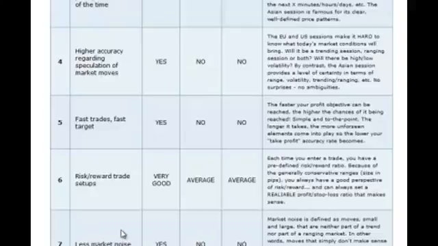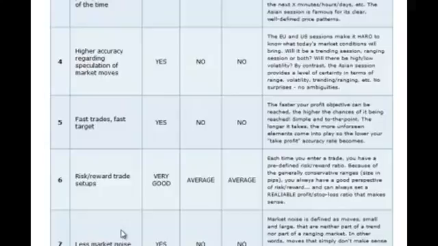Okay, number 4, we already talked about this, so I'm not going to expound a whole lot on it here. Higher accuracy rate regarding speculation of market moves. With the EU and US sessions, it's very hard to know what the market's going to bring. The Asian session has a much higher accuracy rate regarding this.